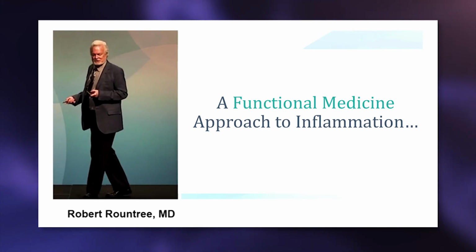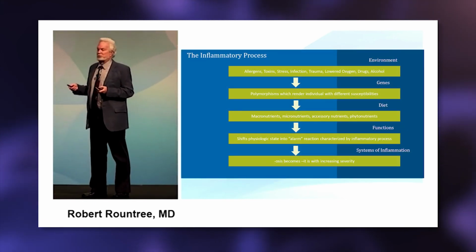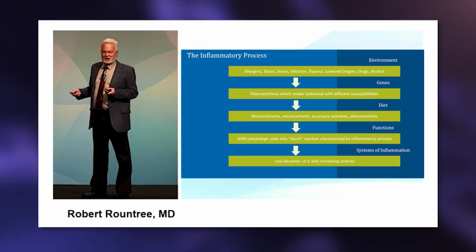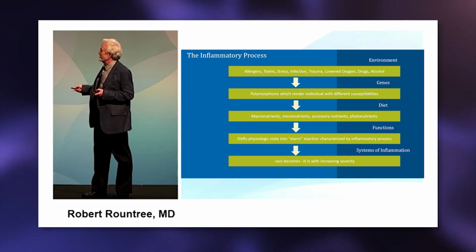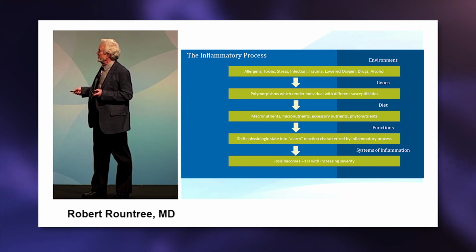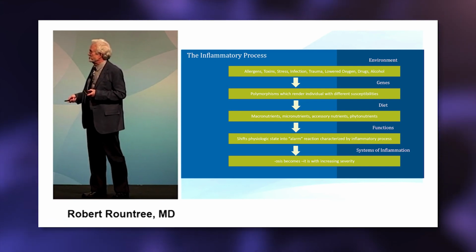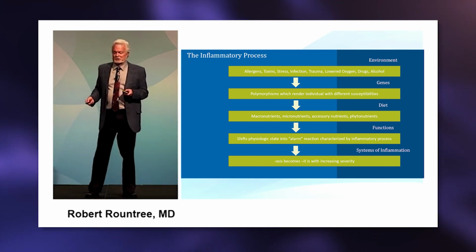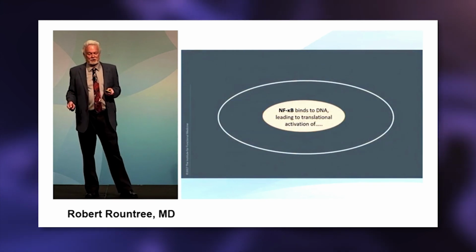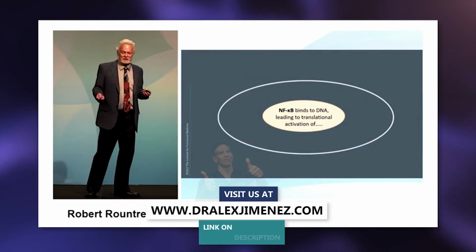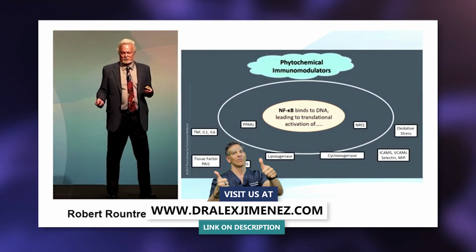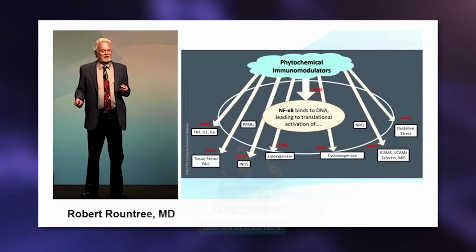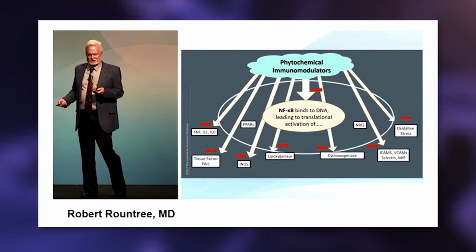Functional medicine basically says it's a process. It's a process in looking at the environment, maybe doing some genetic testing, the diet, how is the body responding to that diet? What are the inflammatory systems? So this is another perspective. NF-kappa B leads to activation of all these different pathways. Doesn't that feel good? I'm going to do that again, just so you can see that.